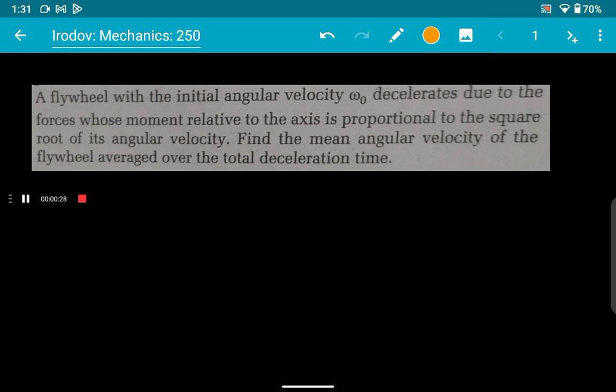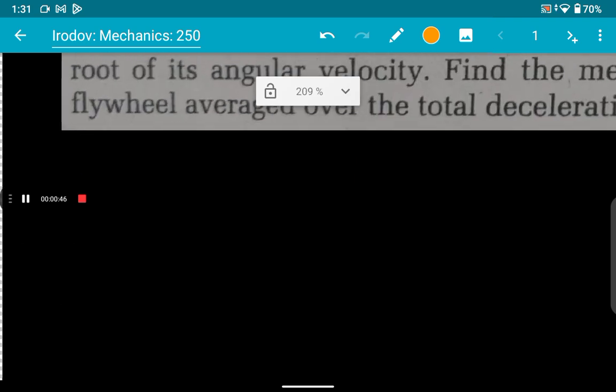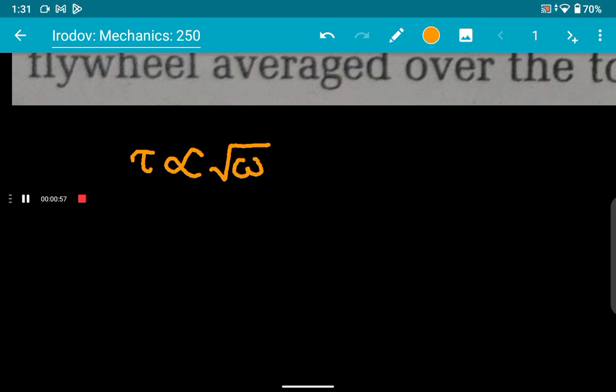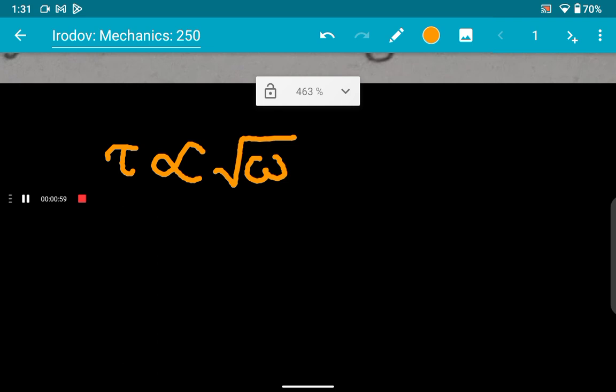It says that a flywheel, you can think of it as any wheel, with initial angular velocity omega naught decelerates due to forces whose moment relative to the axis is proportional to the square root of the angular velocity. This means nothing but the torque is proportional to the square root of angular velocity. It's better to write a minus here because it's decelerating, and that's our base of the problem.